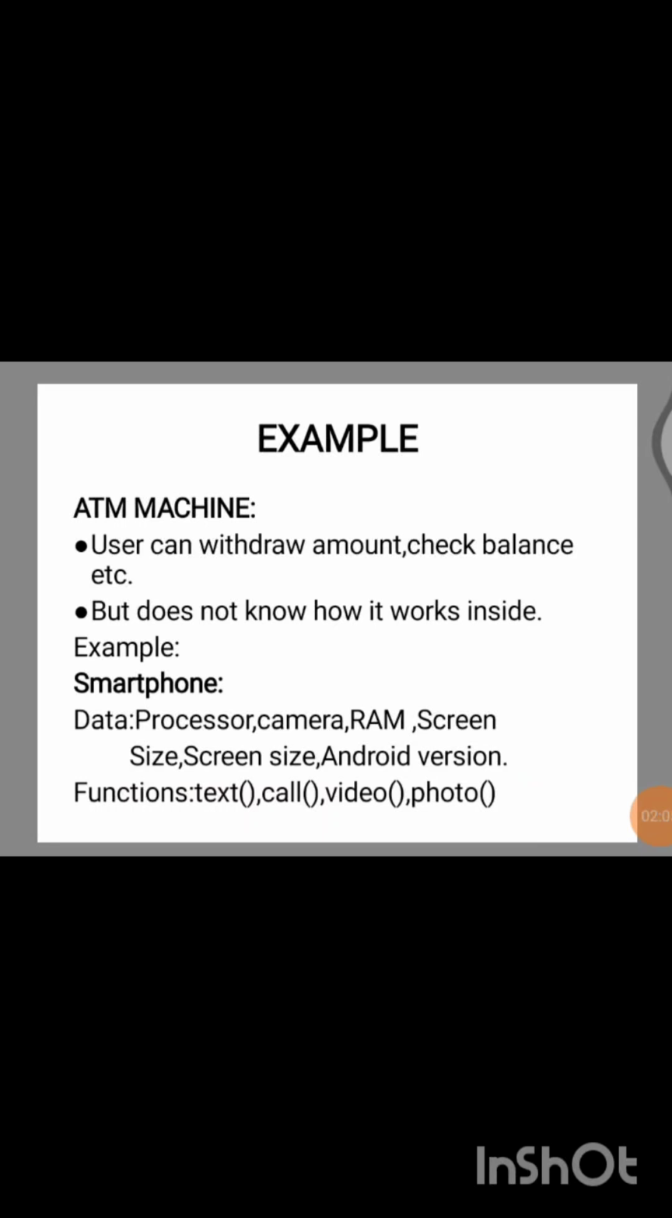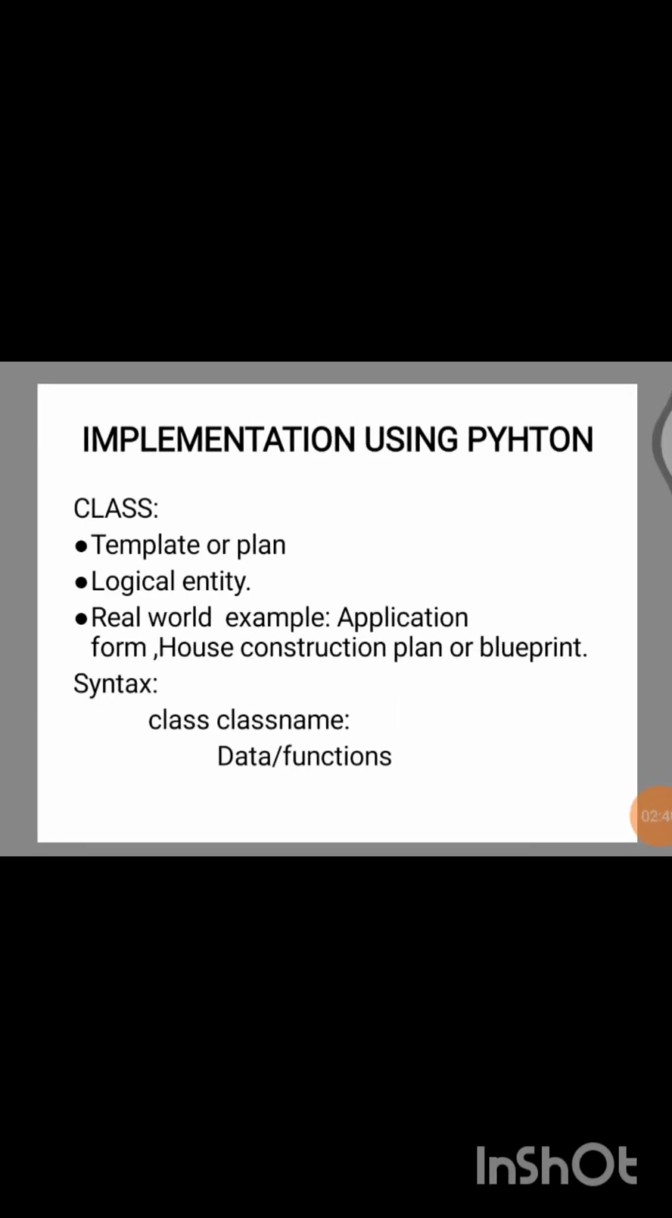For example, consider our ATM machine. The user can withdraw amount, check balance, etc. But we do not know how it works inside. Another example you can consider is the smartphone. If you are going to buy a smartphone, we will ask about the processor, camera, RAM, screen size, Android version, like that. We don't even consider how these operations work inside. Then the implementation part can be done using Python, using class and object.